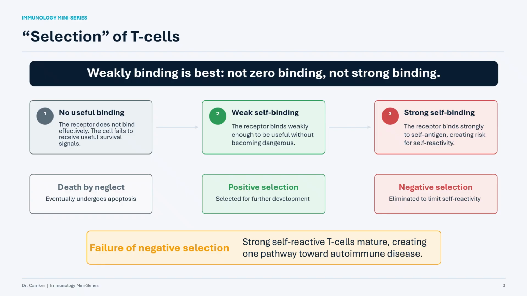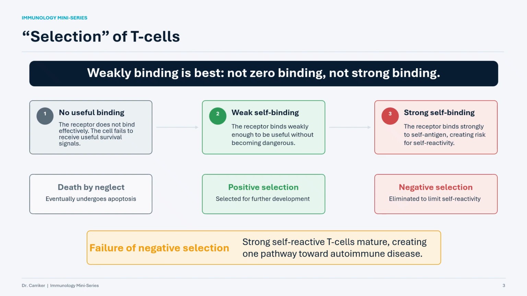If the body fails at negative selection and ends up keeping strong binders, that becomes a mechanism for autoimmune disease. In other words, the wrong graduates are allowed to leave the academy, and those wrong graduates attack self. That's not what we want to see happen. So if we fail to get rid of the strongly binding T cell, that's a failure and a mechanism for autoimmune disease. As a summary, the thymus is like the military academy.